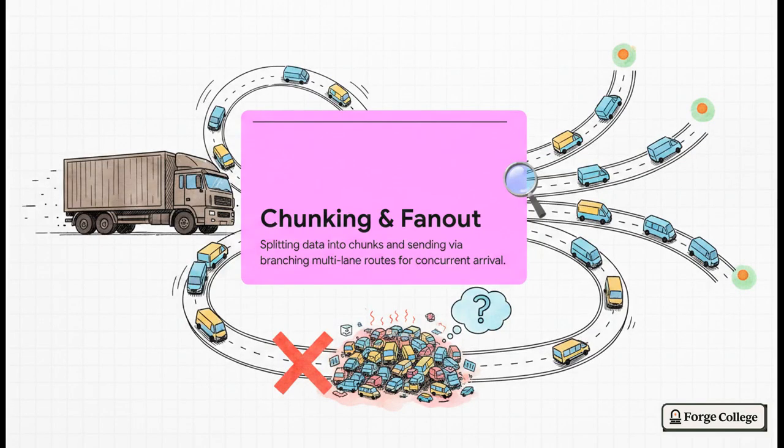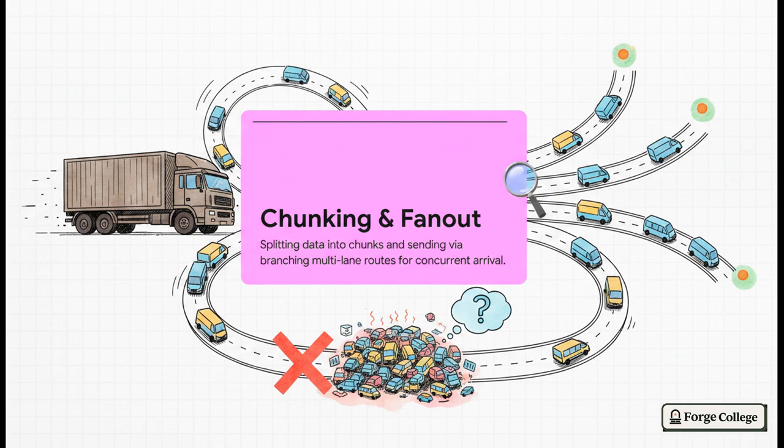Now, this highway relies on two massive game changers to stay fast: chunking and fanout. Chunking is, well, exactly what it sounds like. It's taking these massive, slow-moving 18-wheeler freight trucks and splitting their cargo up into nimble little delivery vans so they can use way more lanes all at once. And fanout? That provides branching off-ramps so multiple copies of these vans can arrive at different destinations at the exact same time. It's a really elegant solution.